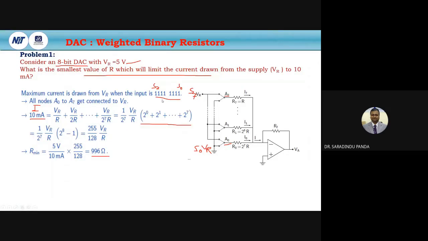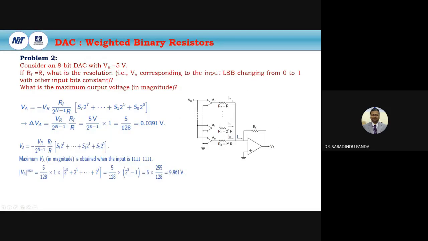So this is the total R minimum value of the 996 ohm. So now if we go to the next problem, consider the 8-bit DAC. That means N is equal to 8, VR is equal to 5 volt. If RF is equal to R, then what is the resolution? The concept should be applied from the previous class. So if RF is equal to R, what is the resolution?